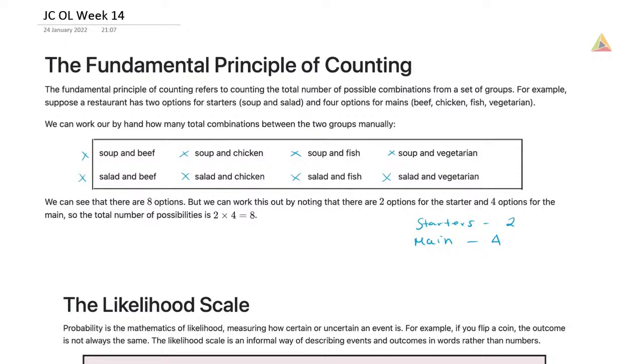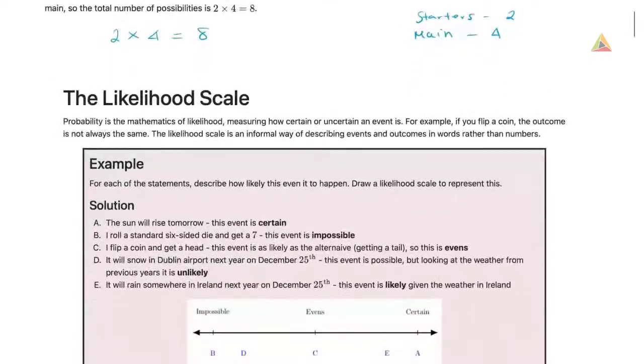Now we can see that there are 8 options, but we can work this out by noting that there are 2 options for the starter and 4 options for the main. So the total number of possibilities is the number of starters, which is 2, multiplied by the number of possibilities for main, which is 4, and 2 by 4 gives you 8. So that's the fundamental principle of counting, and it refers directly to the total number of possible combinations from a set of groups. So the next thing we're going to look at is the likelihood scale.